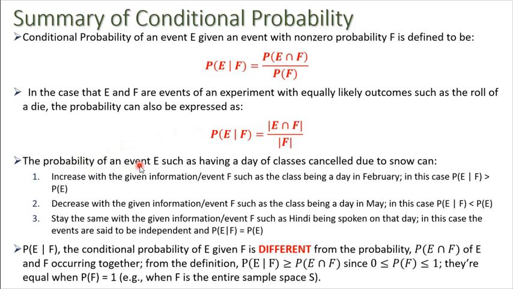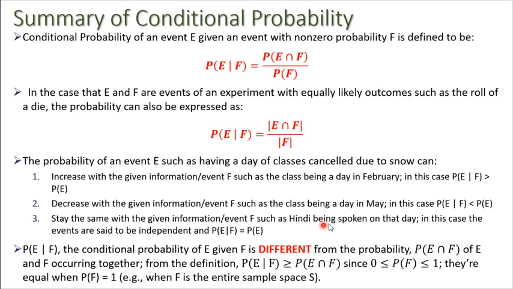And the probability of an event E, such as having a day of classes canceled due to snow, can either increase, so the probability of E given F could be greater than the probability of E, when F was being a day in February. So the conditional probability of E could increase with additional information F, or it could decrease with the given information or event F, such as the case when F was being a day in May. In this case, the probability that it snowed, given that we were in May, is going to be less than the probability of having a snow day overall.